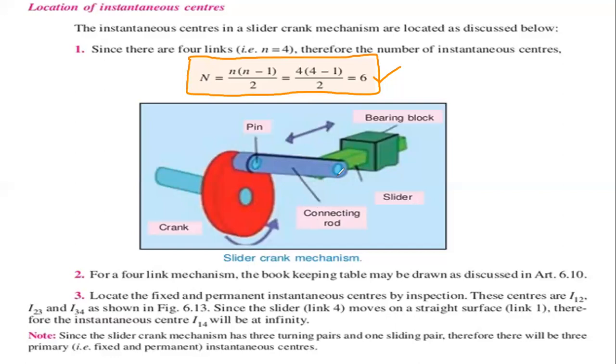These centers are obtained from the 1 2 links, 2 3 links, 3 4 links. So it is three links. Since the slider moves on a straight line, the instantaneous center 1 4 will be at infinity position. So that is at the infinity position.